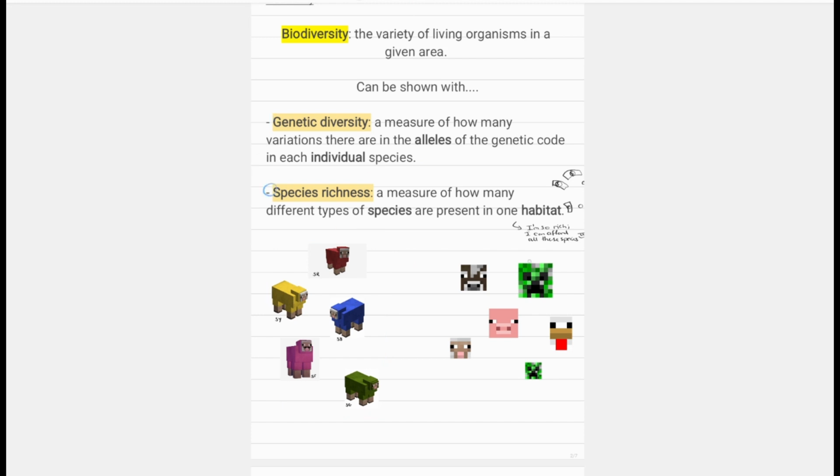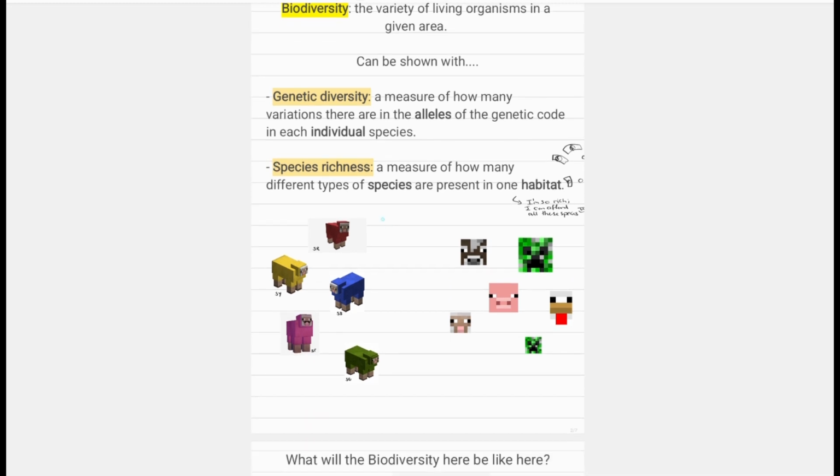Now, species richness is a measure of how many different types of species there are. So, we're measuring the biodiversity of the species, how many different types of species there are in one given area.